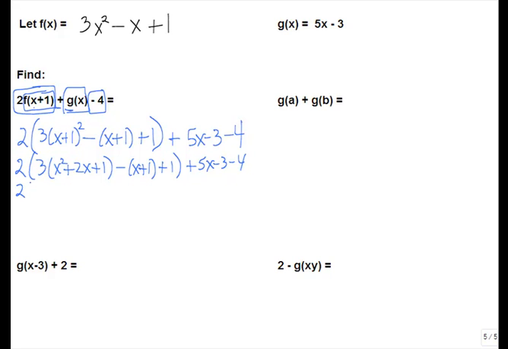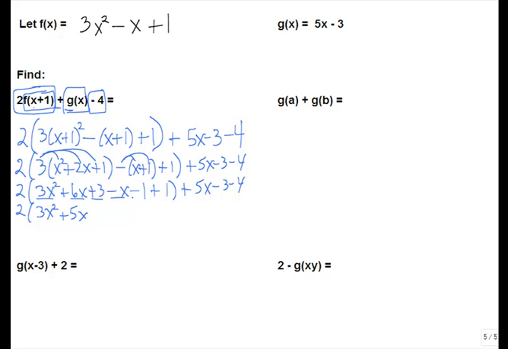Now let's go ahead and distribute our 3 across. So we get 3x squared plus 6x plus 3. Let's distribute this negative across, negative x minus 1. And now we should be able to combine all of our like terms inside of those parentheses. So we still have our 2. We're going to get a single 3x squared term. 6x minus x is 5x. And 3 minus 1 is 2. 2 plus 1 is 3.